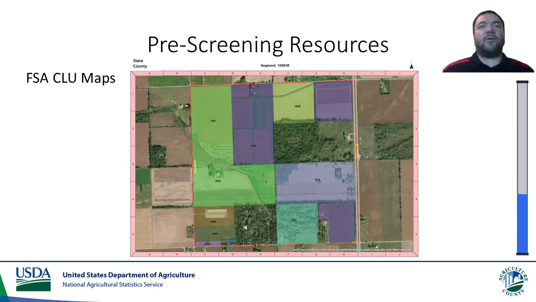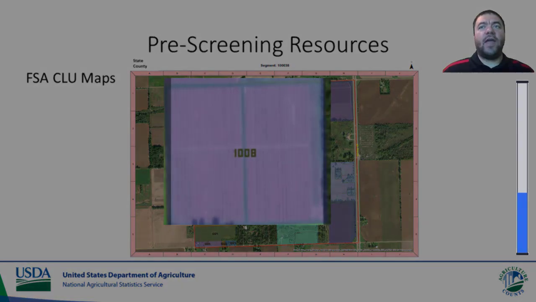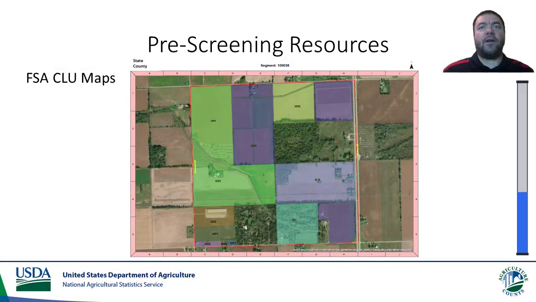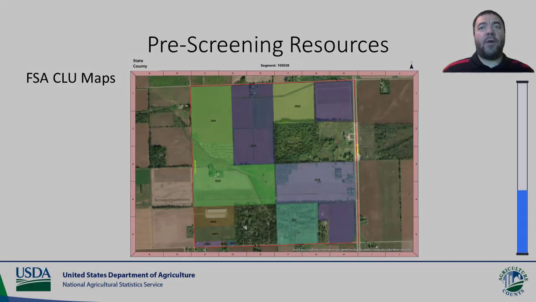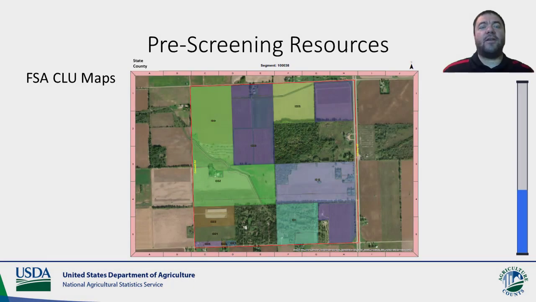This is an example of one of the FSA CLU or Common Land Use Maps. Each of the different colors and numbers is associated with the different farm number signed up with the Farm Service Agency. Areas which are not highlighted in color are not on FSA's current records, but that does not mean that they are necessarily non-agricultural.